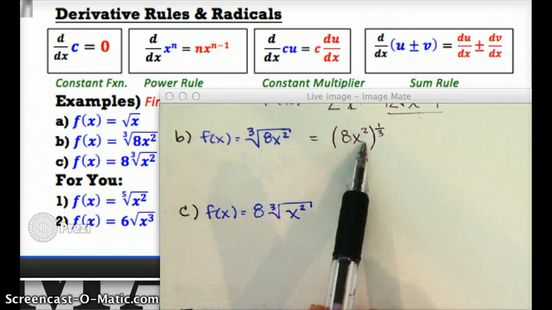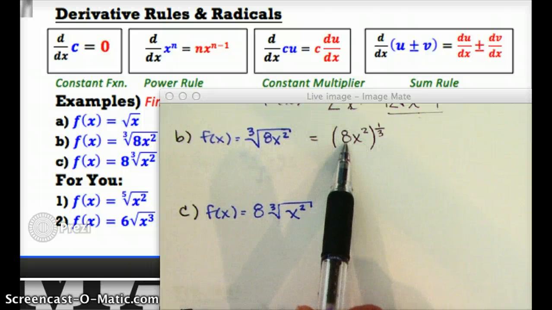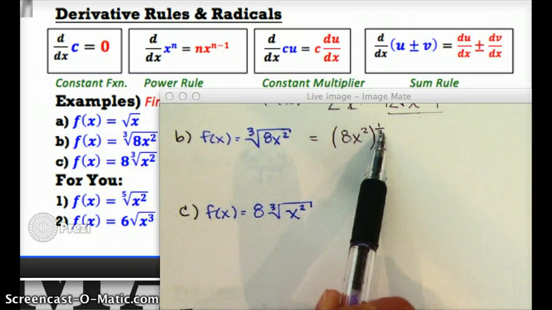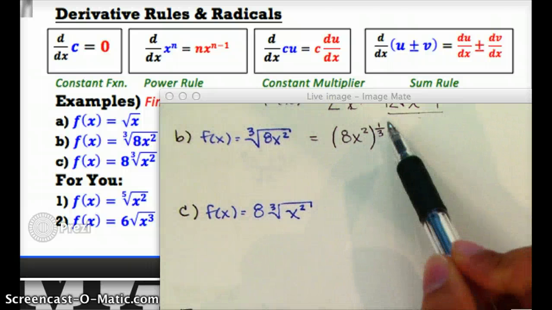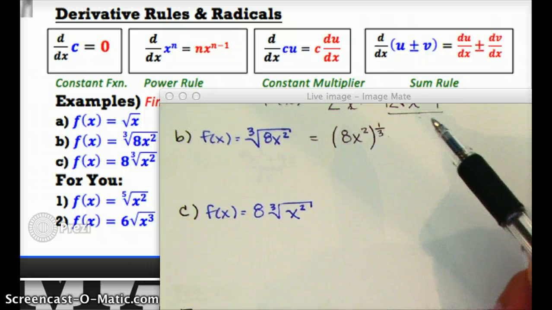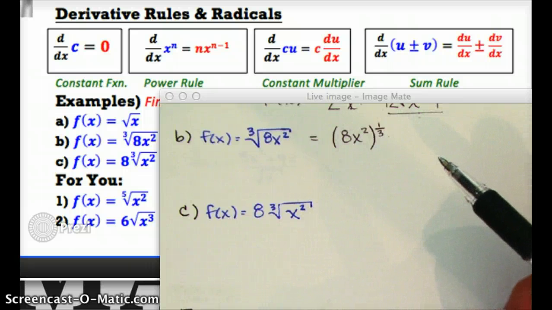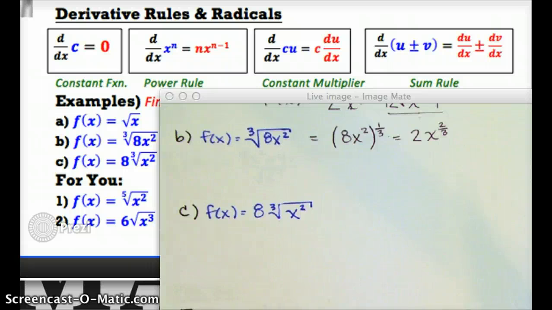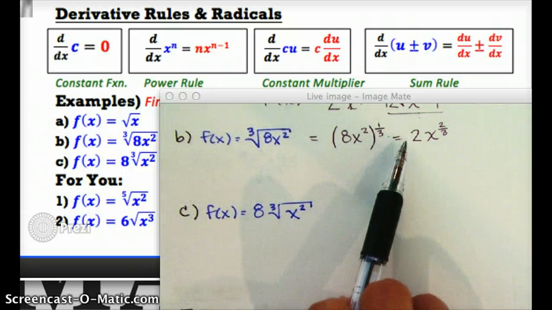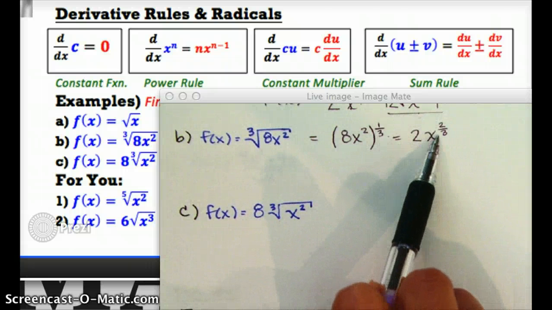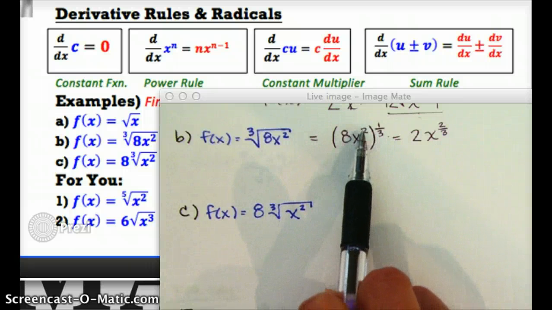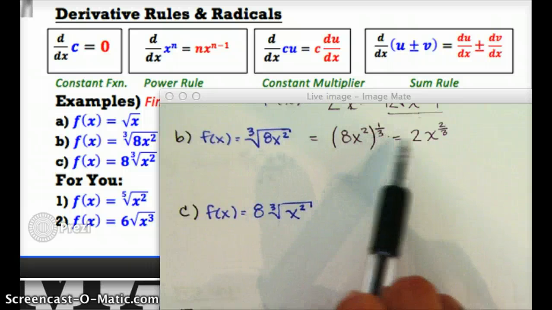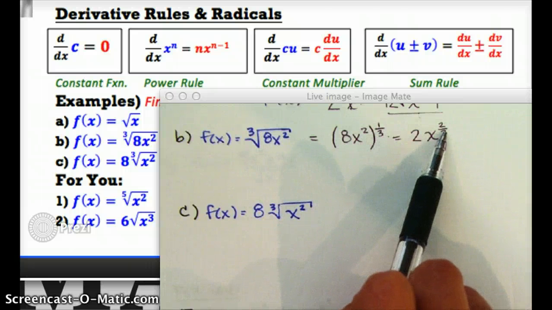Now, right away, I can't use the power rule yet because I have a coefficient inside. So I actually need to distribute this exponent to both. And I'm going to remind you that a 1/3 is the same thing as a cube root, and you should know what the cube root of 8 is. It's 2. So this expression is the same thing as 2 times x to the 2/3. And the rule for exponents when you have parentheses is you just multiply them. So 2 times 1/3 is where the 2 over 3 came from.